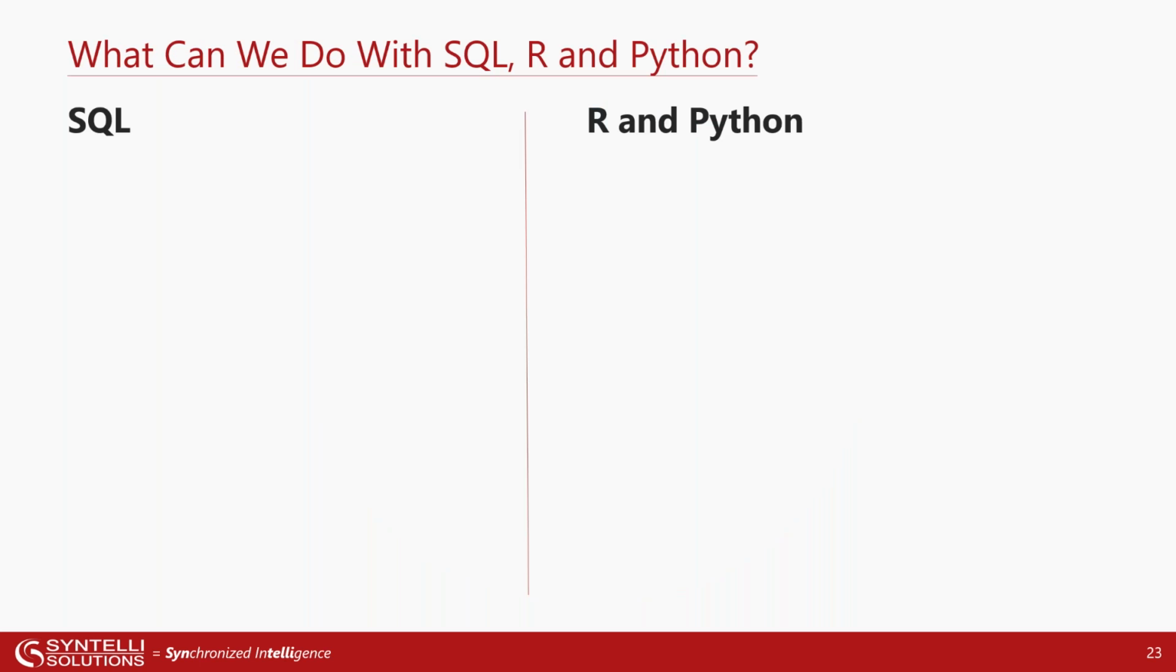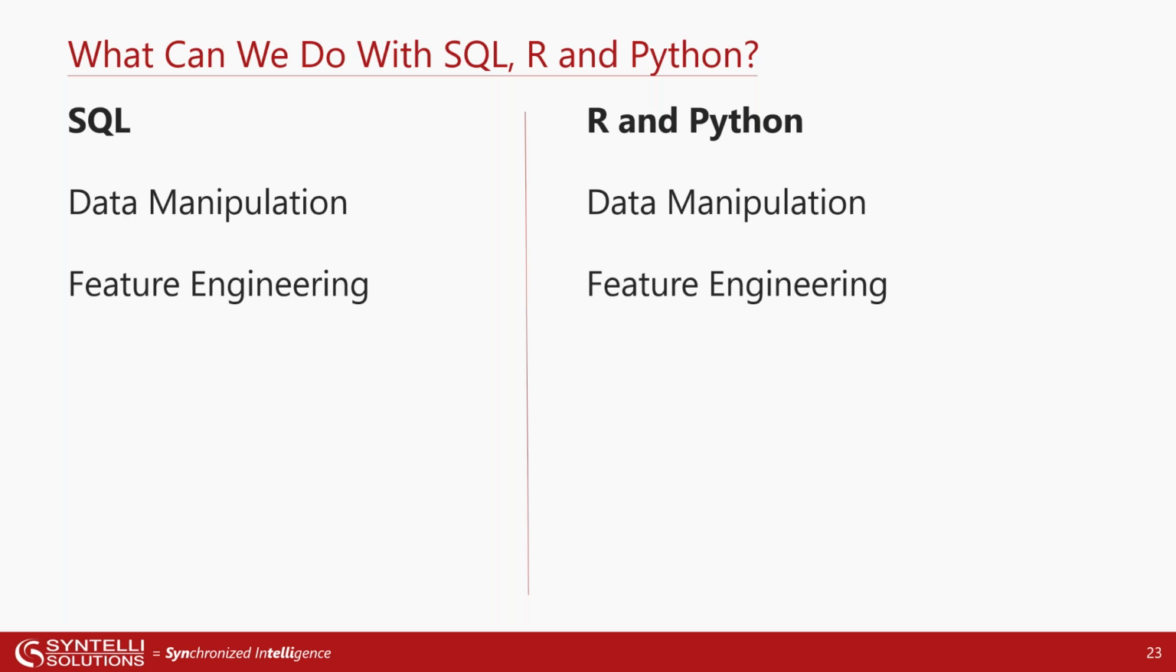So with that in mind, what can we do with SQL, R, and Python? They're both used for data manipulation. I'm sure most of you here have a good knowledge of SQL, seeing as how that's the backbone of PASS as an organization. R and Python, maybe not so much, but R and Python are basically programming languages. They're not really similar to SQL, but they can do data manipulation in a slightly different manner.